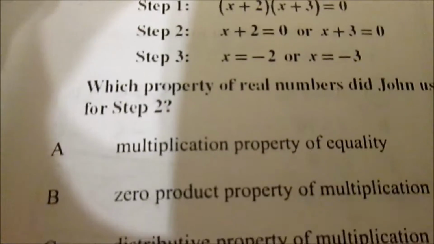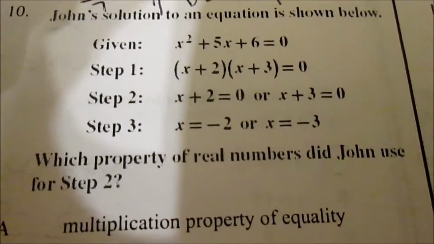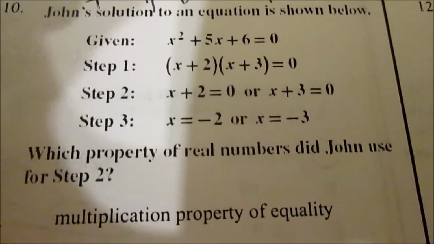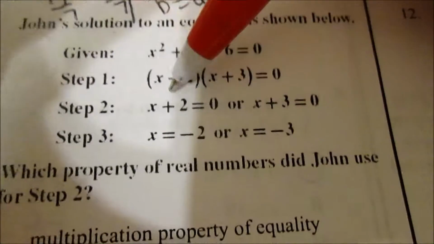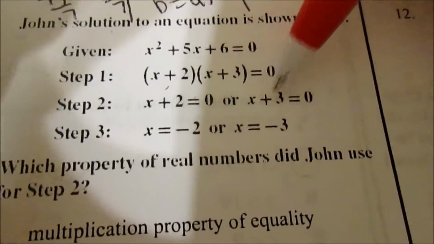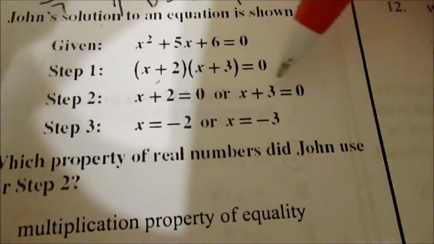Alright, this is still continuing with part 4. Now I'm on question 10. John's solution to an equation is shown below. Which property of real numbers did John use for step 2? All I have to do is look at step 2 and see x plus 2 equals 0, x plus 3 equals 0. Where did this come from?